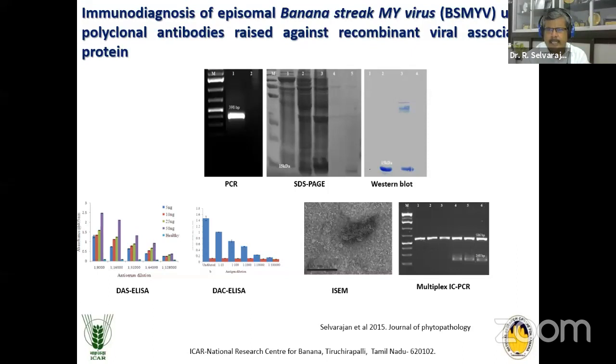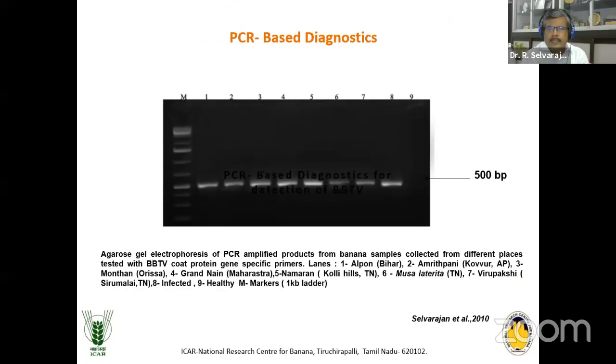In case of banana streak virus, the viral genome is integrated into the host genome. So if you do a straight PCR, you will get a false positive. So you do an immunocaptured PCR, you get the right one, you get the episomal virus, not the endogenous virus, okay? So PCR-based diagnosis is very common after serodiagnosis.